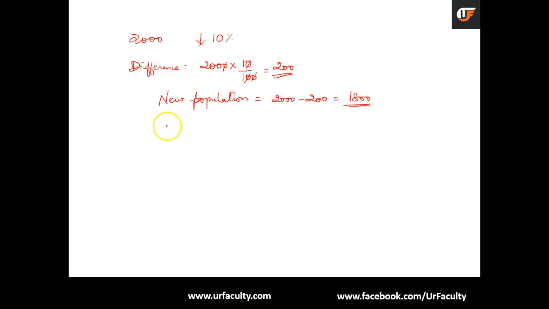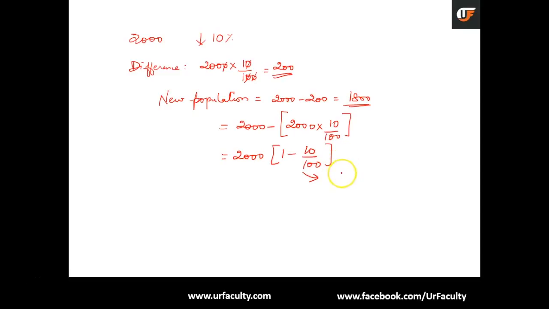Now, like our previous example on increase, let's look at it from a different angle. How did you calculate the new population? The total expression can be written as 2000 minus 2000 into 10 by 100. So what do you get here? You take 2000 out and you get 1 minus 10 by 100. And what is this 1 minus 10 by 100? You can write it as 1 minus 0.1, which is equal to 0.9.